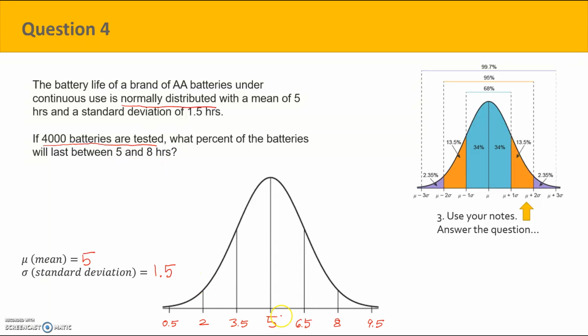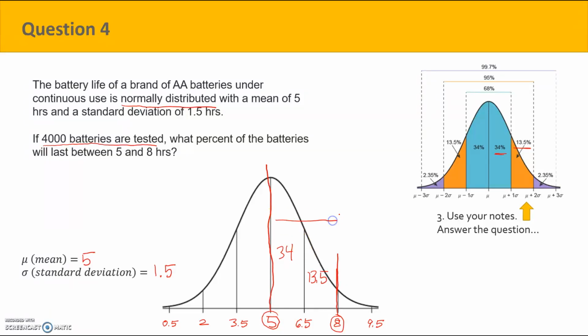So let's find 5. There it is. Let's find 8 right here. So what percentage goes between 5 and 8? Well, we find that from our empirical rule. So we can see that between the mean and 2 standard deviations is here and here. So that's 34 and 13.5.